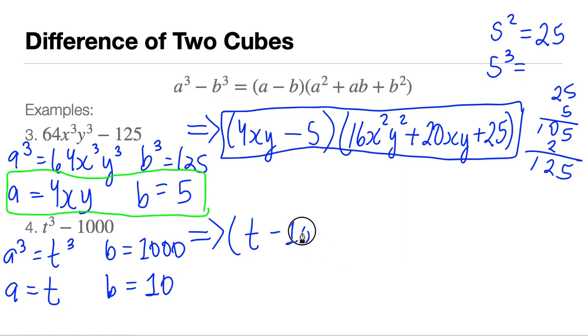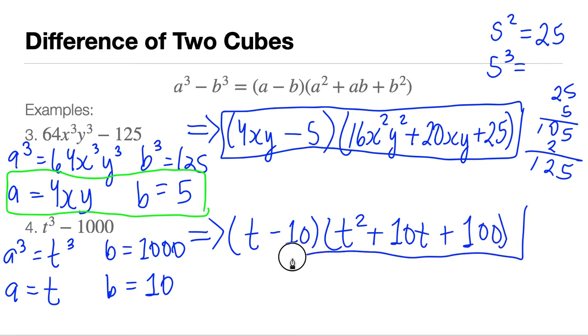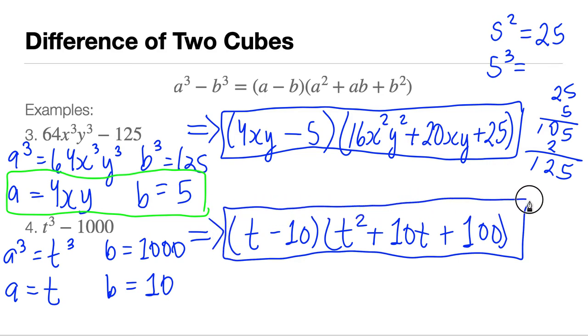Okay, t minus 10. And then square the first term, that's t, that's going to give us t squared. Multiply t and 10, so we have plus 10t. And then square the 10, that's going to give us 100. Okay, and that's pretty much our number 4, and that's the correct answer.